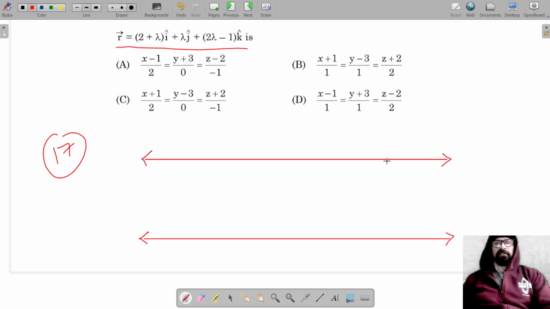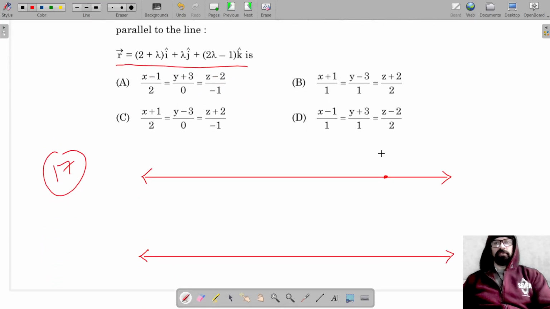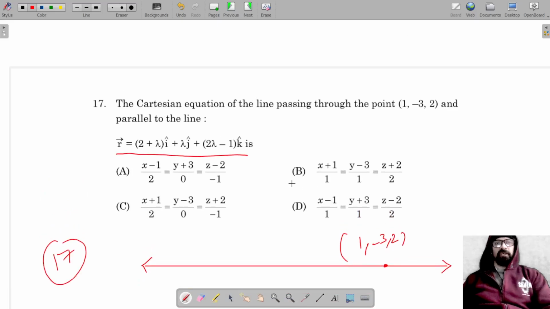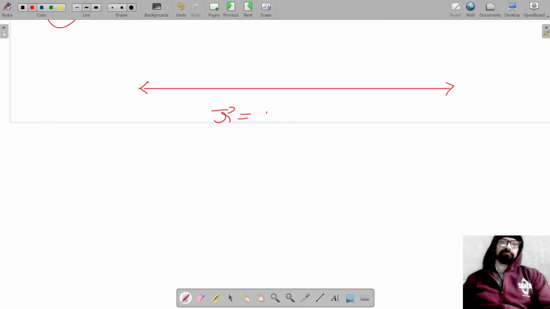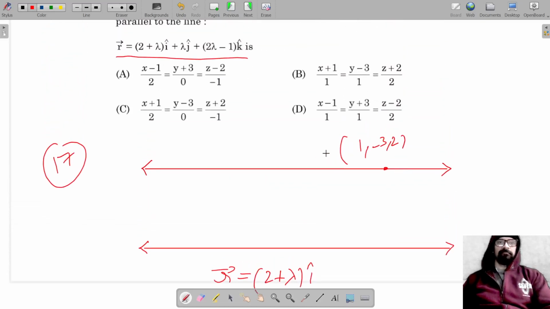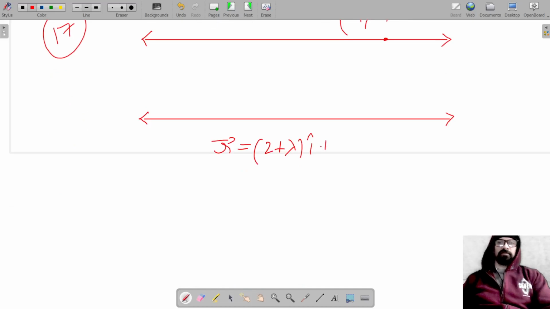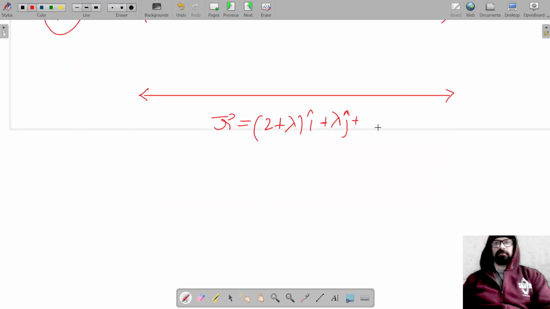Okay, so this line is, let's say, passing through the point 1, minus 3, and 2, and it's parallel to a line. The vector equation of this line is r vector is equal to 2 plus lambda into i cap, plus lambda j cap, plus 2 lambda minus 1 k cap.